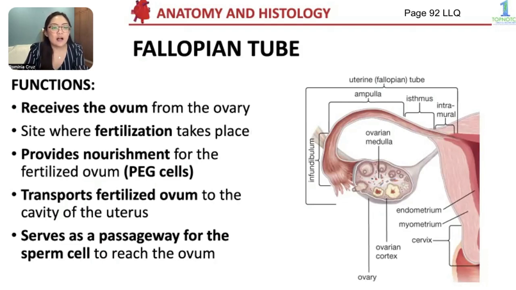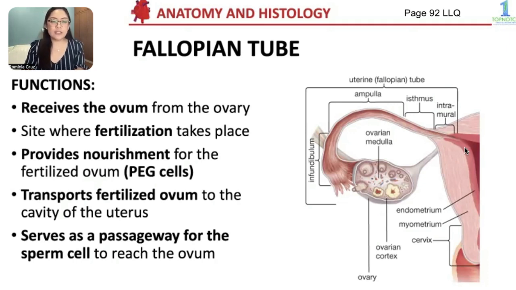So this is the site where we receive the ovum from the ovary during expulsion. It also is the site for fertilization, usually in the largest part of your fallopian tube. It also provides nourishment for the fertilized ovum through your PEG cells. It functions to transport the fertilized ovum to the cavity of the uterus and also serves as a passageway for the sperm cell to reach the ovum.